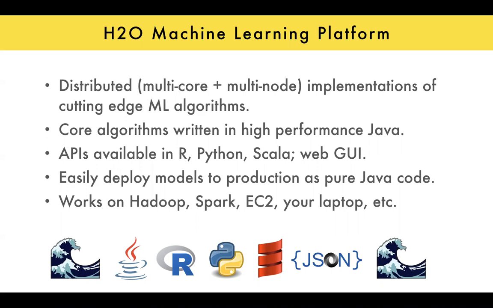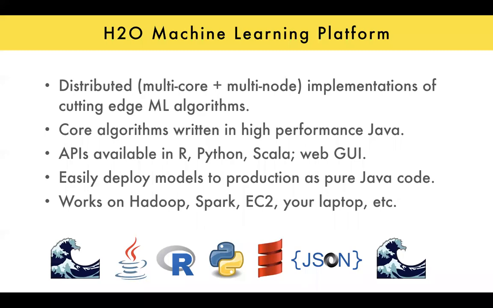And then H2O has been around since about 2012. That's when the company H2O AI started, and it started just to create this platform. At that time, Hadoop was the big data platform that everybody used. So originally, H2O was a machine learning library for Hadoop, and then Spark came along, and we basically rewrote everything to work with Spark. But those are just two ways that you can use it.